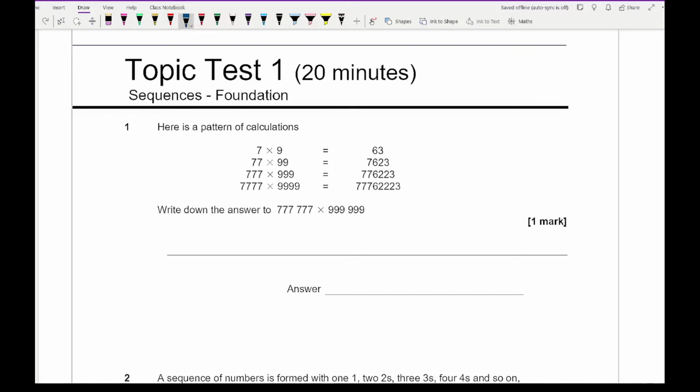So moving on to continue the pattern, so we've got 7, 7, 7, 7, 7, so we've got 5 7s and then 5 9s, and that's going to be equal to, so we're going to increase the number of 7s, so it's going to have 4 7s, 1 6, and then 4 2s, and then a 3. Now the one that we want, which is the next in the sequence, so that's going to have 6 7s, 777777, times 999999.